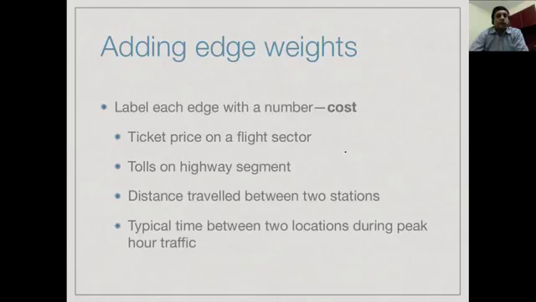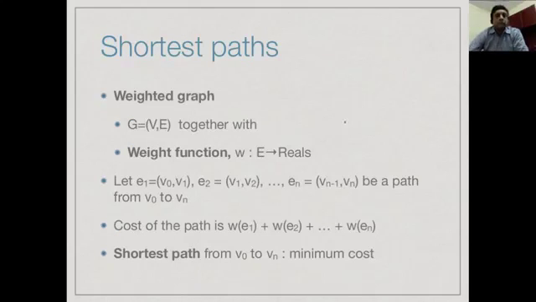Or if we have a railway network, it might represent the distance between two stations. Or on a simple traffic road map of a city, it might represent how much time one might expect to take between two intersections at busy times. So in general, a weighted graph is just a normal graph along with an extra function which tells us the cost of each edge. It's usual to call this a weight function.